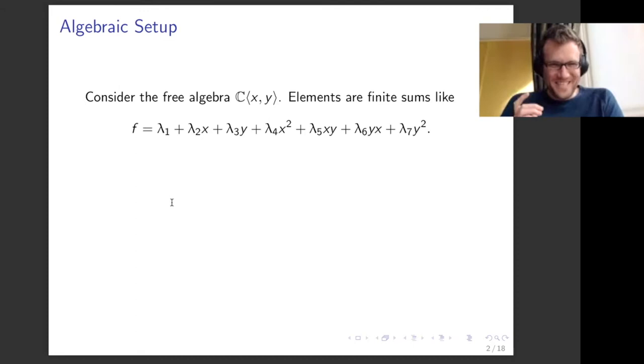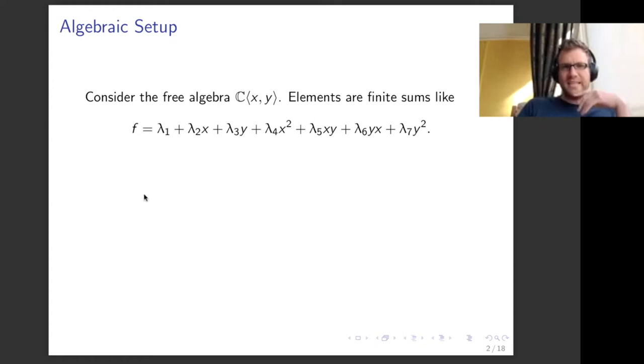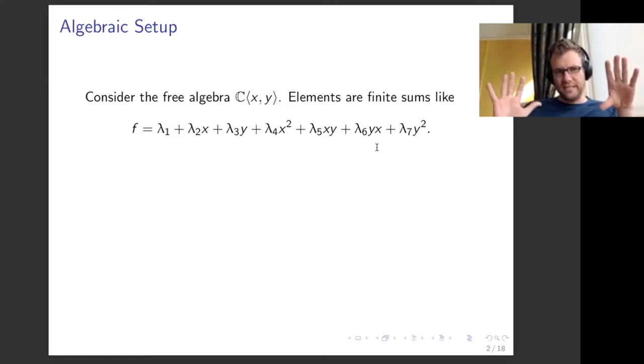Good, good. Okay, so here's the algebraic setup. What's my random problem in algebra that I would like to think about? Here is the free algebra in two non-commuting variables. I emphasize this is not the polynomial ring, it's the free algebra, so x and y do not commute. Here is a typical element in the free algebra. It's just a sum of monomials, I'm allowed scalars in the complex numbers, and I'm allowed any monomials I want, so long as this is a finite sum. I'm emphasizing here that xy is appearing and yx is appearing, and these two things are different.